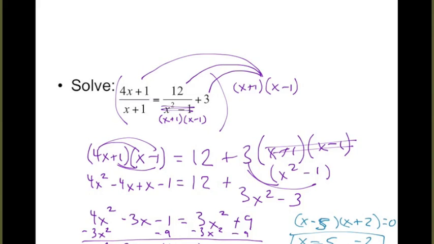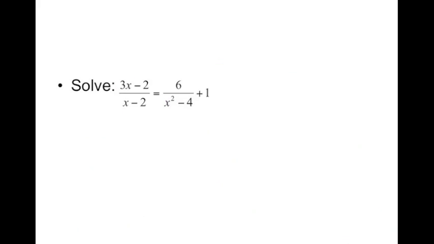So before finding the least common denominator, factor the denominators when possible. And then this one turned out to be a quadratic. So for a quadratic, get everything on one side set equal to 0, and then either use your quadratic formula or factor to find your solutions. Go ahead and try this one.